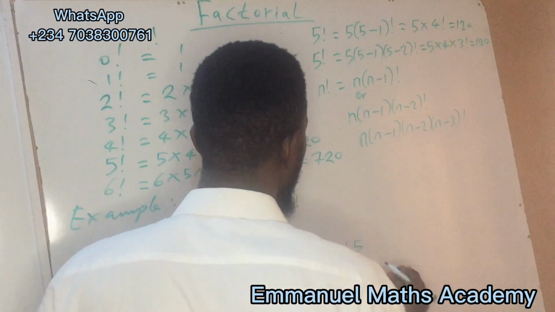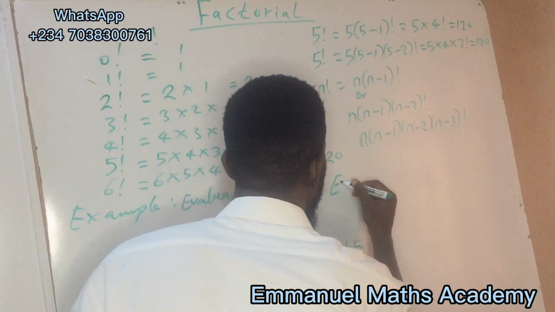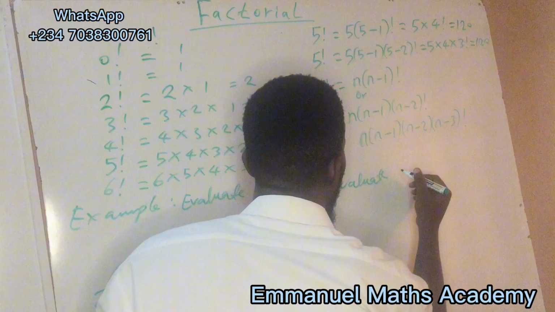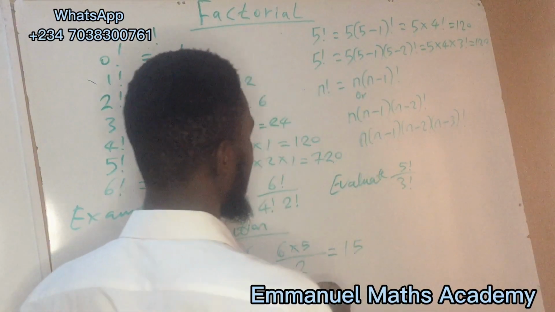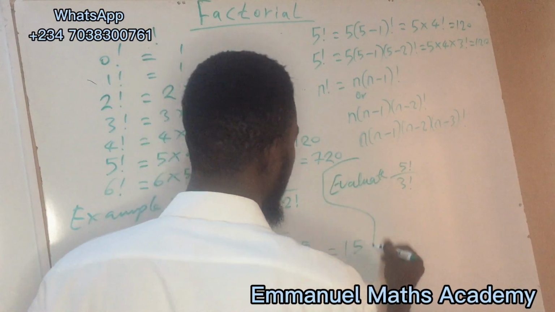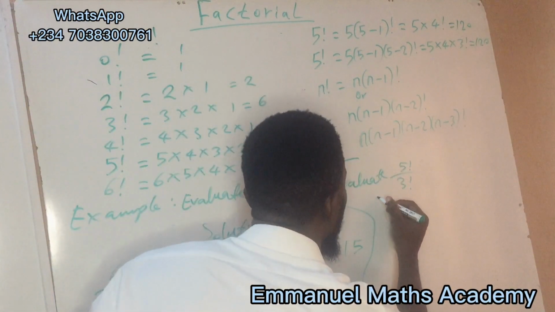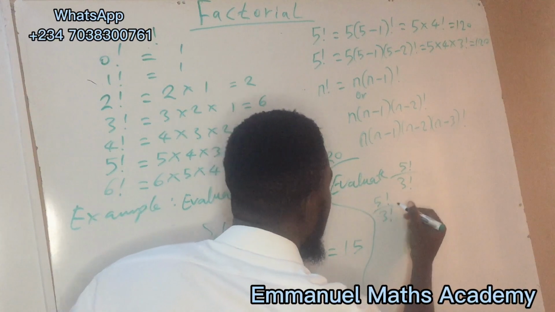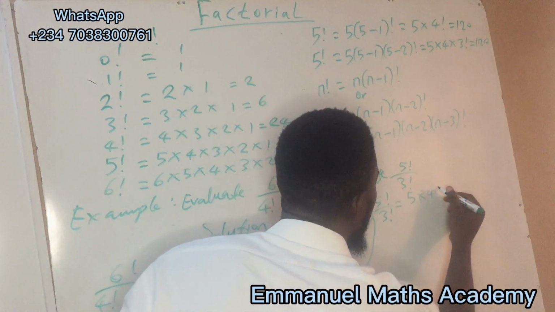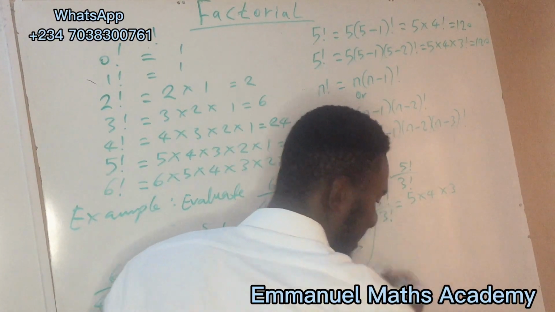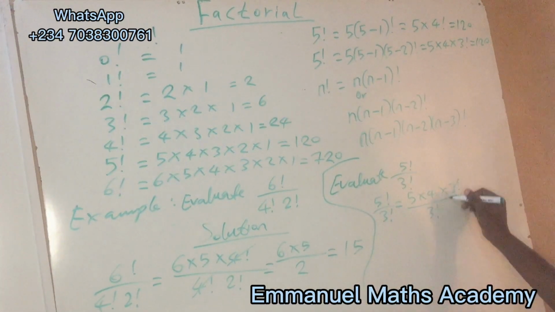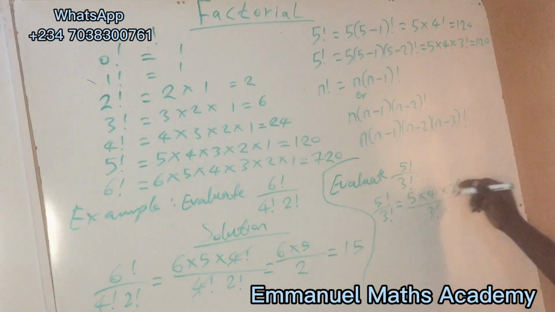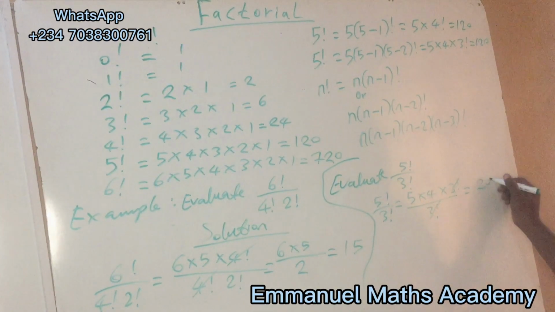Again, if you are given to evaluate 5 factorial over 3 factorial, right? This is equal to 5 times 4 times 3 factorial, all over 3 factorial. 3 factorial cancels 3 factorial. This is equal to 5 times 4, which will give you 20, right?